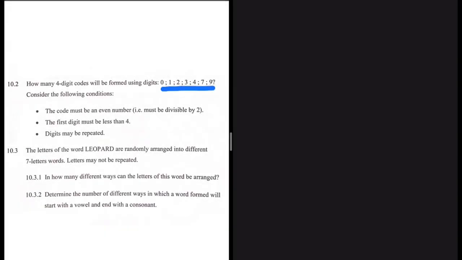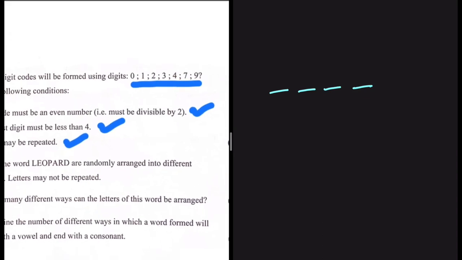How many 4-digit codes will be formed using these digits with the following conditions? The code must be an even number. The first digit must be less than 4 and the digits may be repeated. 4-digit codes, so we have 4 spaces that we need to fill. The code must be an even number, so on the last position we need an even number. If the number on the last position is even, then the code itself is even. So how many even numbers do we have here? We have 0, 2, and 4.